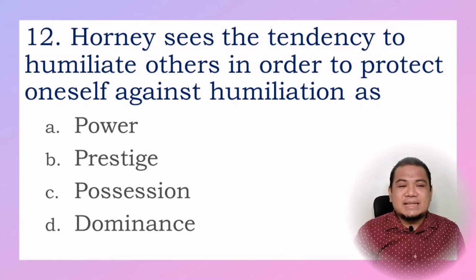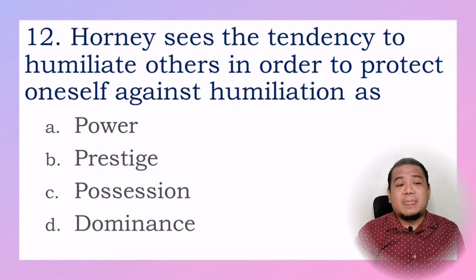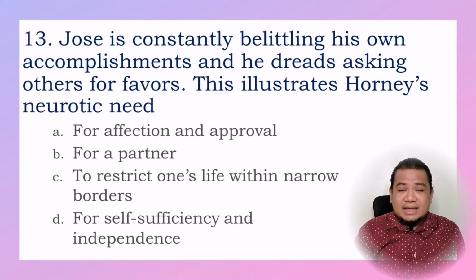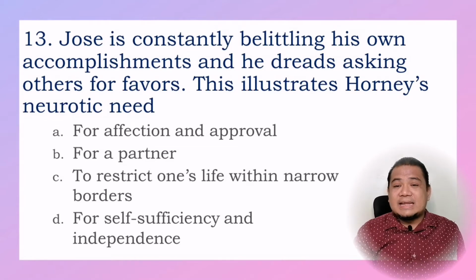Number 12. Horney sees the tendency to humiliate others in order to protect oneself against humiliation as: A. Power. B. Prestige. C. Possession. Or D. Dominance.